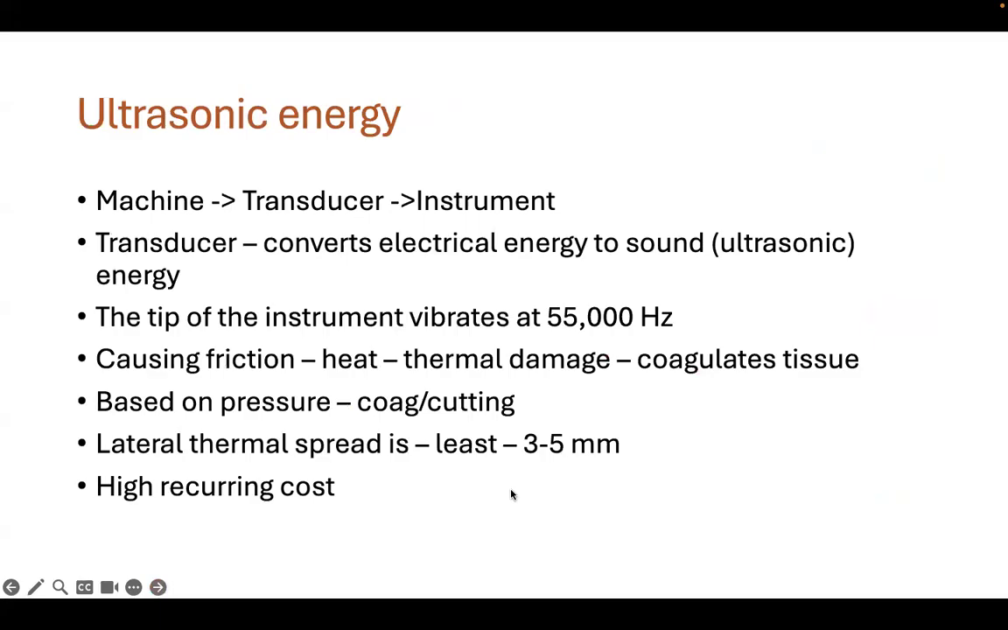Based on the pressure you apply to these blades, you can do either coagulation of the tissue or cutting of the tissue. So both coagulation and cutting are possible in this. And it is the safest because lateral thermal spread is just 3 to 5 millimeters, that is 0.3 to 0.5 centimeters. Compared to monopolar, where we had 2 to 3 centimeters, we came down to 1 to 1.5 centimeters for bipolar, and this is just 0.3 to 0.5 centimeters. But the disadvantage is that there is going to be a high recurring cost because all these instruments and transducers have a particular case count. It depends on how you use and utilize them from case to case.